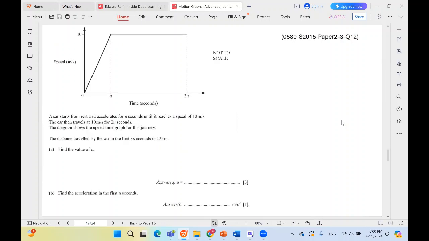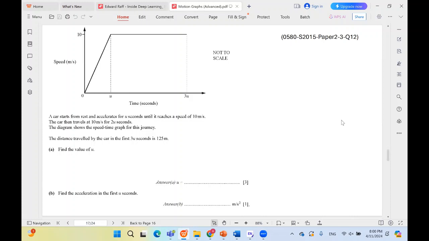A car starts from rest and accelerates for u seconds until it reaches a speed of 10 meters per second. The car then travels at 10 for 2u seconds. The diagram shows the speed time graph for this journey. Distance traveled by the car in the first 3u seconds is 125 meters. Find the value of u.